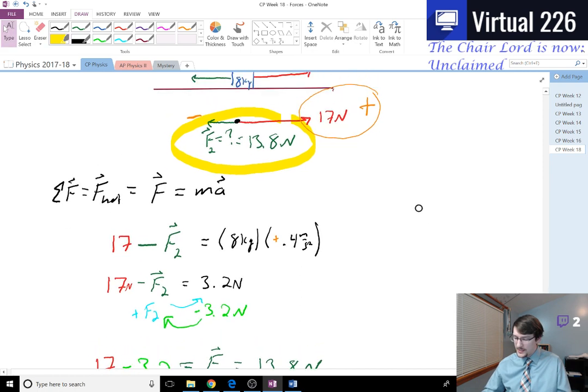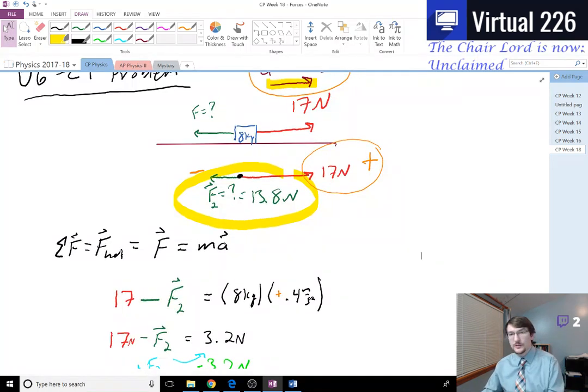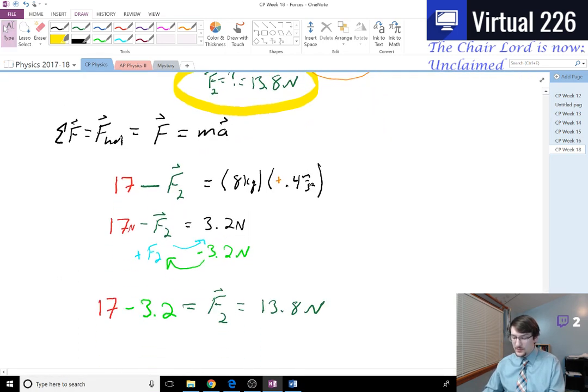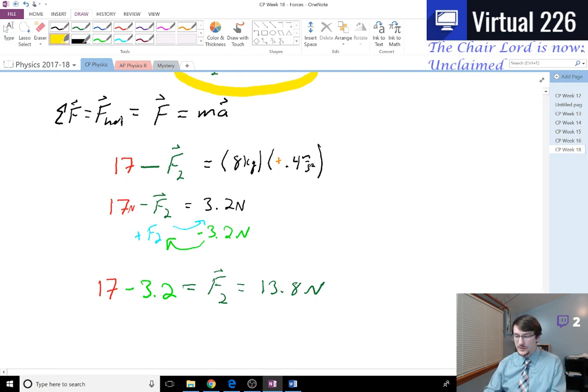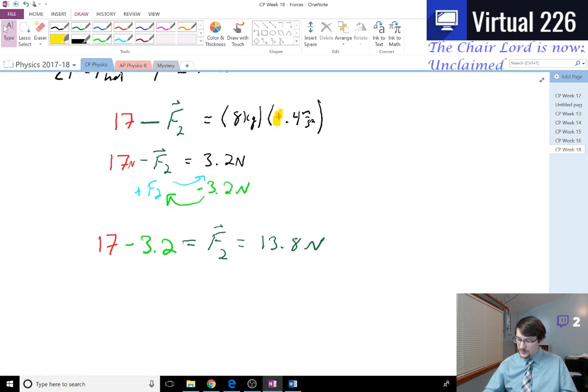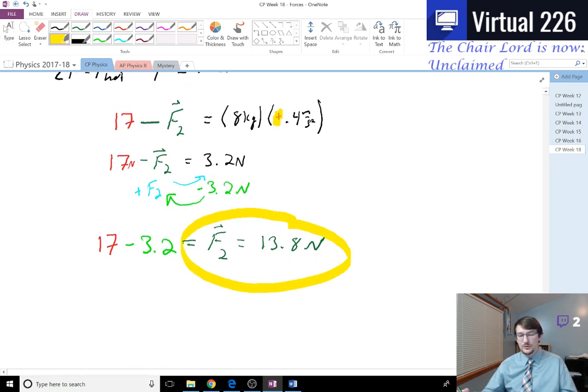The way we did that is we drew a lovely picture, chose a direction, and set up F equals ma with both of our forces equal to a mass times an acceleration. We made sure our acceleration had the correct sign, because it is being pulled to the right, and we called that positive. And then we just crushed through the math until we got our final answer here of 13.8 newtons pulling back on the block to slow it down. And that's how we can do a slightly more complicated F equals ma problem. We're done with that.